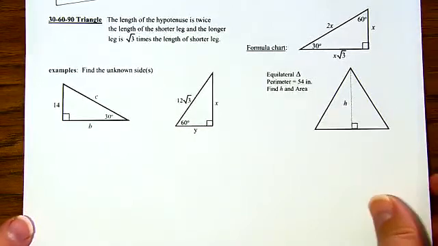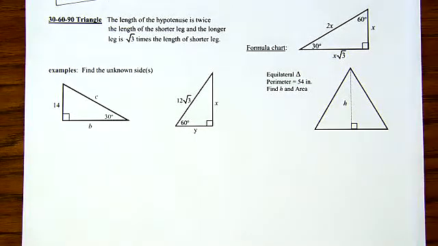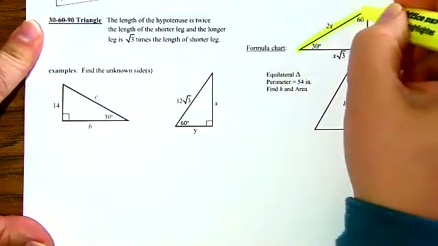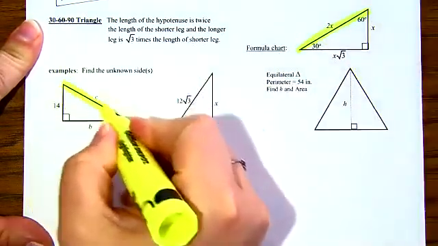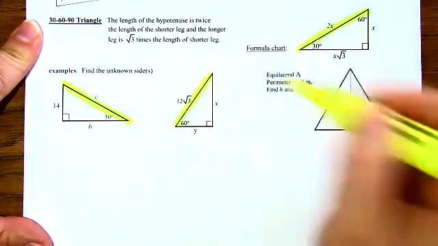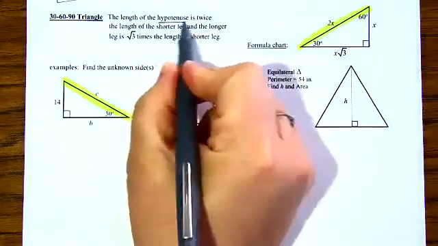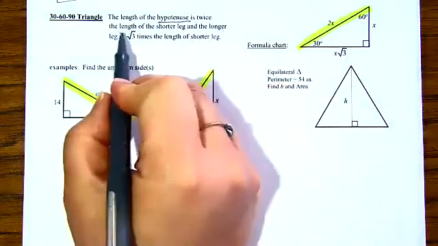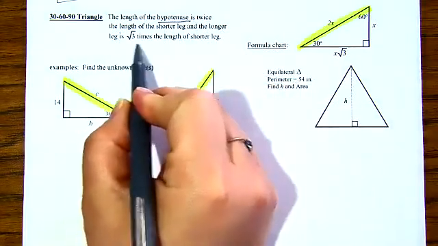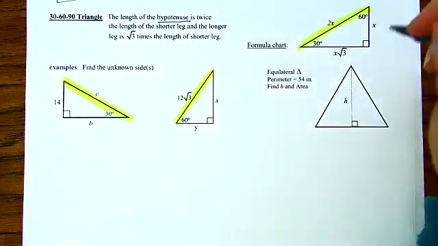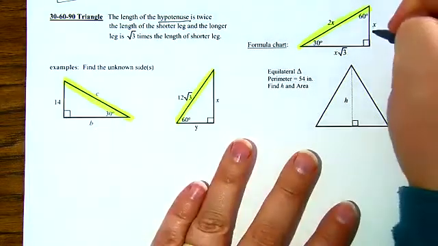So let me see if I can focus in on what we need here. Let's go ahead and highlight those hypotenuses. This is our formula chart. This is sort of the guide of what we've got here. And then I've got a hypotenuse here, a hypotenuse here, and let's wait on this one because I actually have two hypotenuses. All right, so in a 30, 60, 90 triangle, the length of the hypotenuse is twice, that's 2 times, the length of the shorter leg, and the longer leg is radical 3 times the length of the shorter leg.